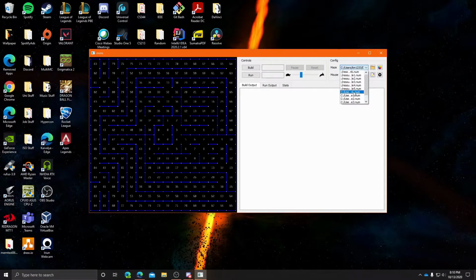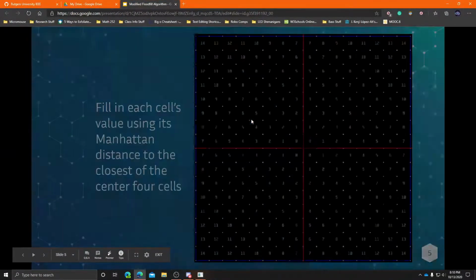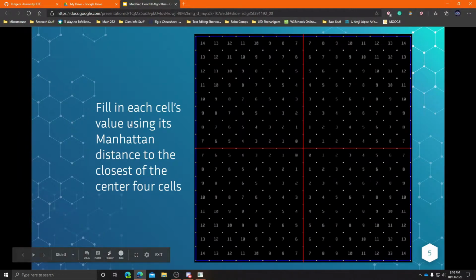So let's see a blank maze. Okay. The center 4 cells, they're all zeros, right? And each of these cells indicates the Manhattan distance it takes to get to one of the center 4 cells. So this is discussed in my next slide, right? Fill in each cell's value using its Manhattan distance to the closest of the center 4 cells, right? So you can split the maze up into 4 quadrants. Calculate the Manhattan distance for every cell in this quadrant with respect to this center point, and do the same for all the other quadrants.